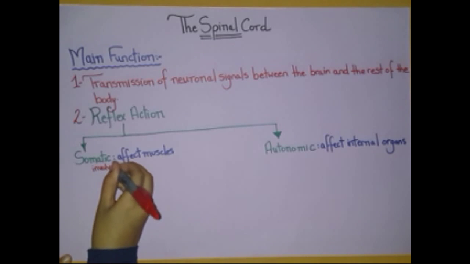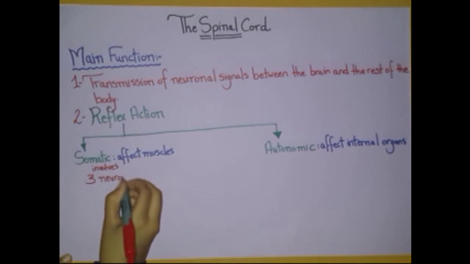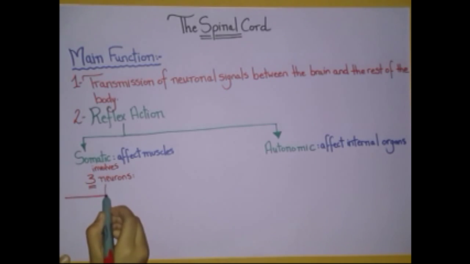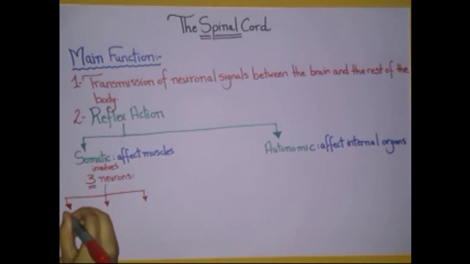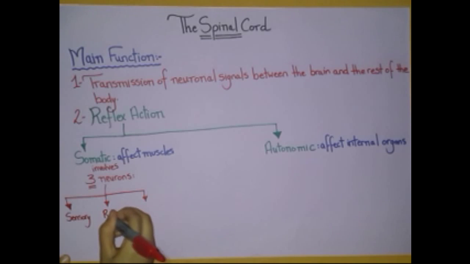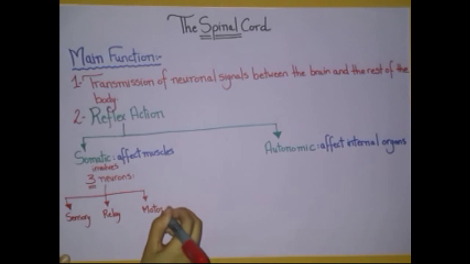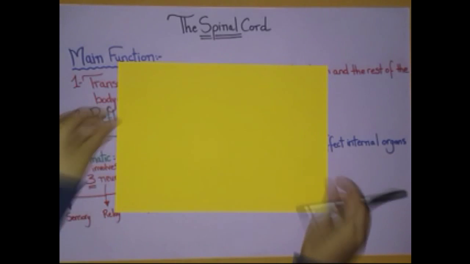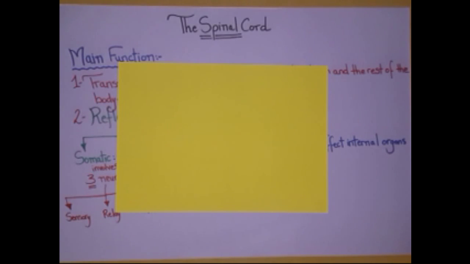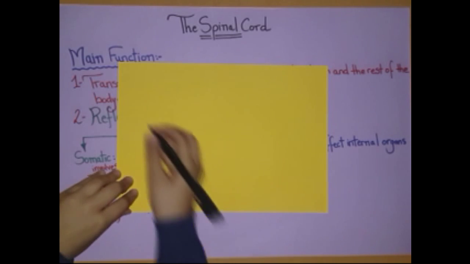The somatic reflex arc involves three major players: the three neurons that we have mentioned earlier in the course, sensory, relay, and motor neuron. First, let's start by explaining what a reflex arc is.